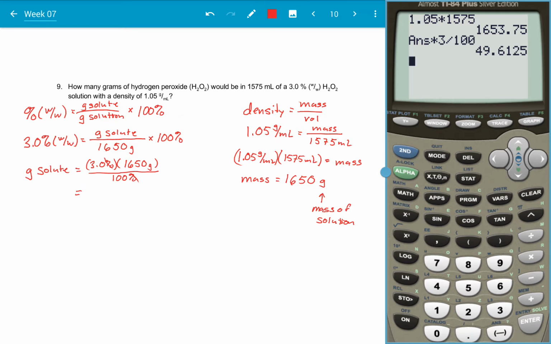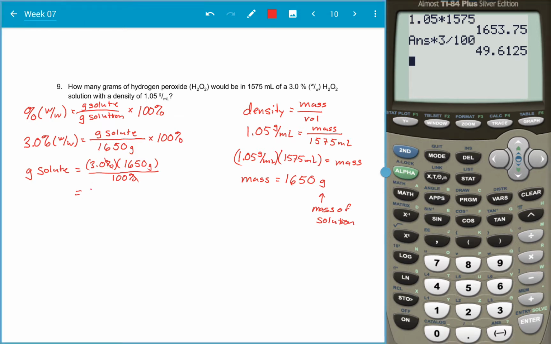the following answer. But our 3.0% means that if we did 49.6, we'd have too many significant figures. So we need to round it. And to two significant figures, it would simply be 50.